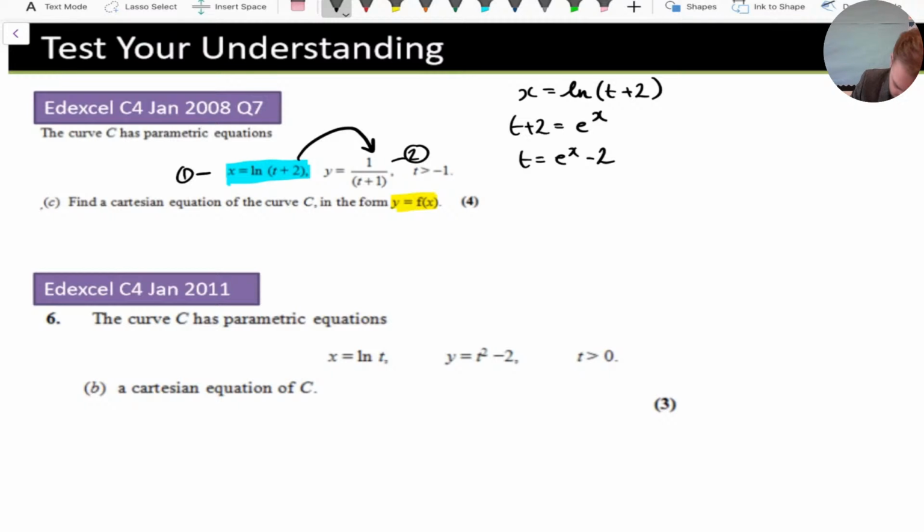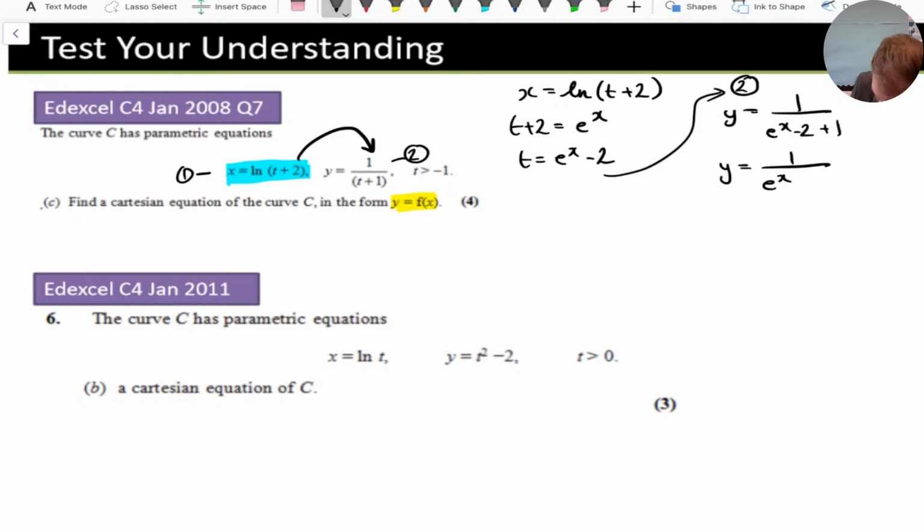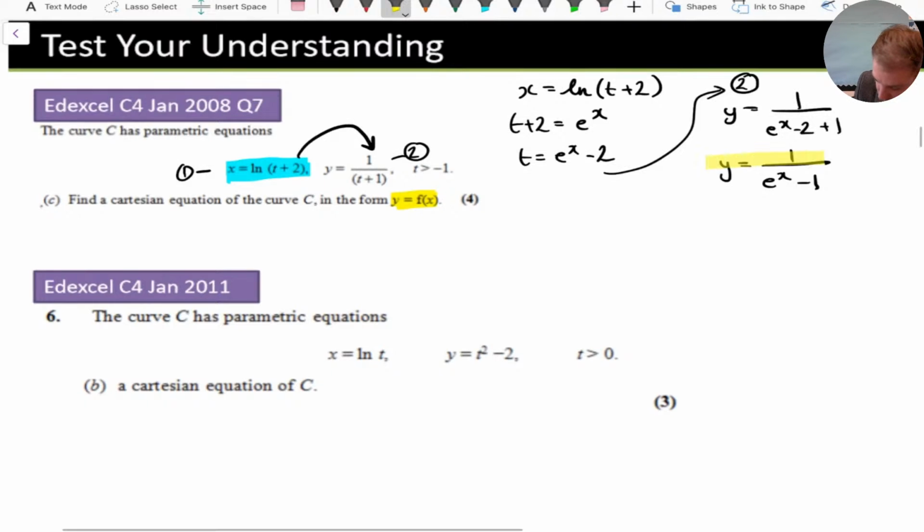We're going to substitute this into equation 2, which is y is equal to 1 over t, so e to the x minus 2, plus the 1. So we end up with y is equal to 1 over e to the x minus 1. So that's the first question done. Just going to highlight it so we know that that's our final answer. And that's 4 marks there. They haven't asked us for the domain and range there. They could have asked us for that. If they haven't asked us for it, I'm not going to go through that now.